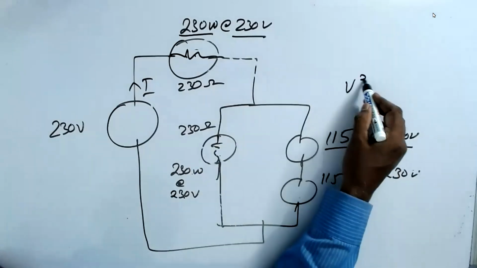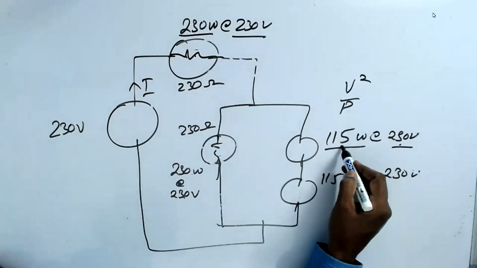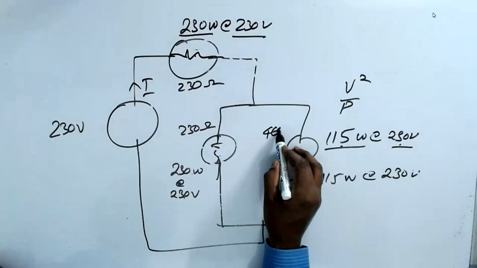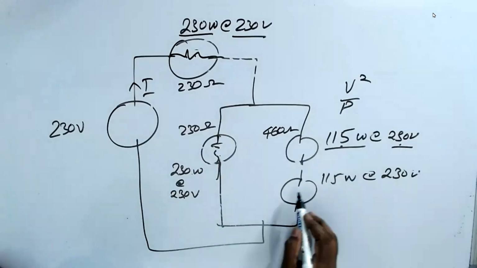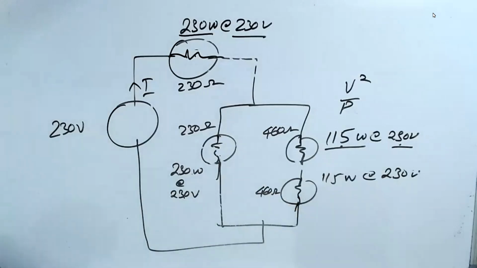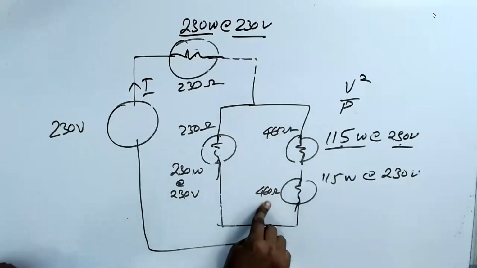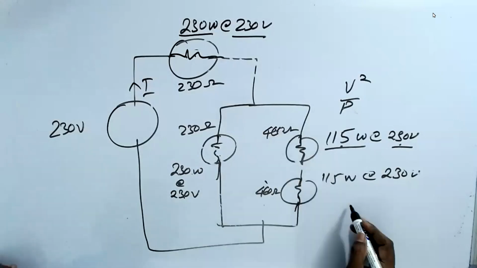You know, V square by P. That is 230 squared divided by 115 watt. So 460 ohm. Understand? Now, this is 460, this is 460.